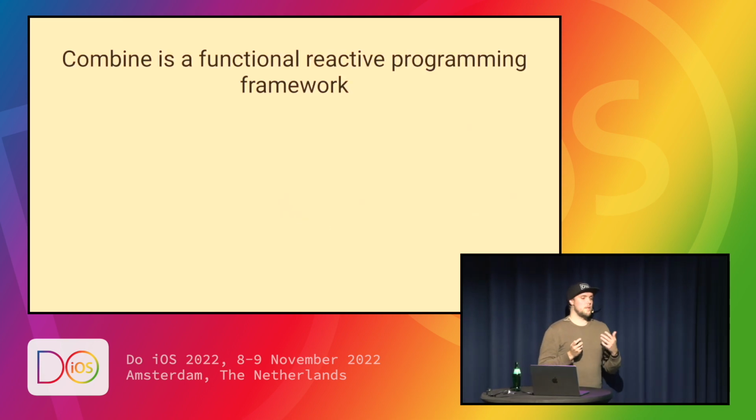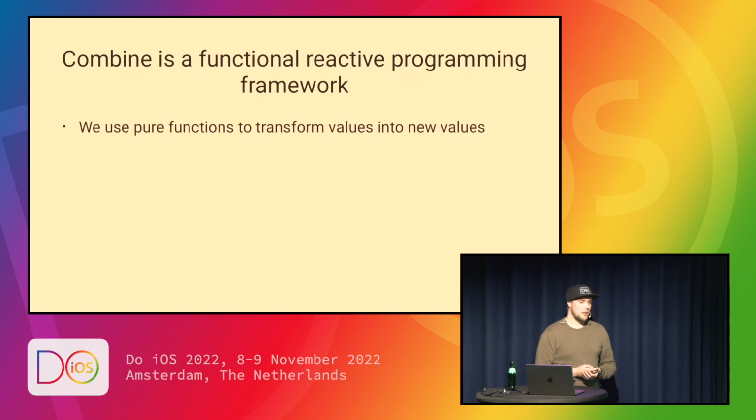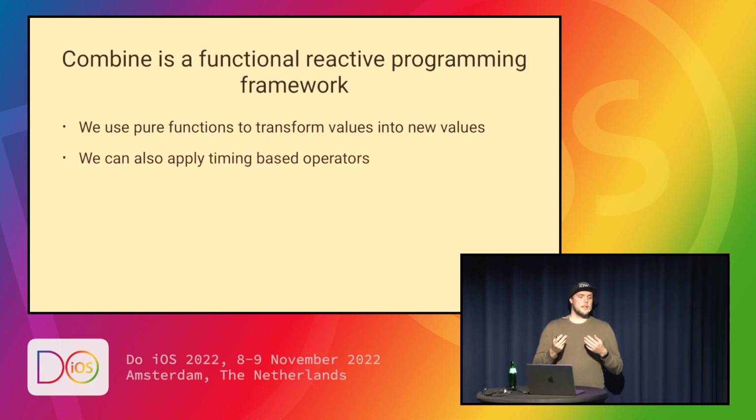So Combine is called a functional reactive programming framework, and that means that we use so-called pure functions to transform values into new values. What that means is that we apply operators like map, flat map, compact map, all those different kinds of operators to a stream of values, just like you would in an array, and we transform these values. And I say pure functions because we're not supposed to rely on anything outside of the closure. So if we were given a string, we can transform that into anything we want, but we shouldn't be relying on anything that exists outside of the scope of that closure. In practice, you might actually do that. In theory, you shouldn't.